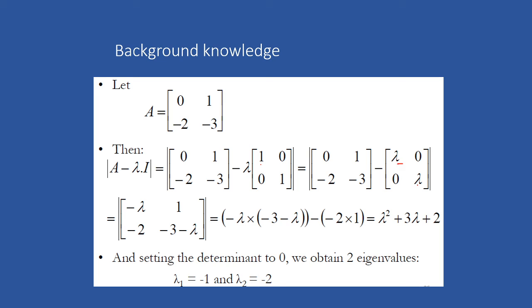So here I'll get lambda, and here also I'll get lambda. If I simplify this, minus lambda 1 and then minus 2, minus 3 minus lambda. If I simplify this, I'll get lambda squared plus 3 lambda plus 2. After simplifying this, I'll get the lambda values equal to minus 1 and minus 2. So these are the two eigenvalues.